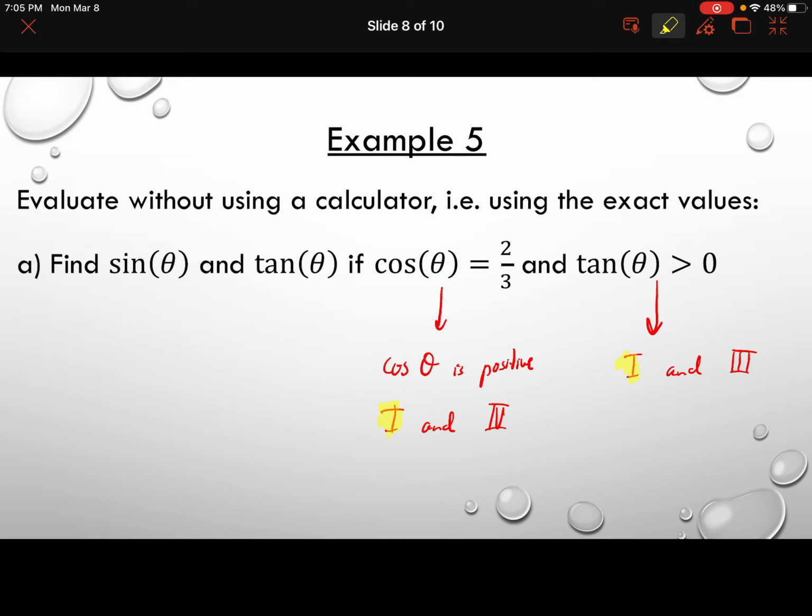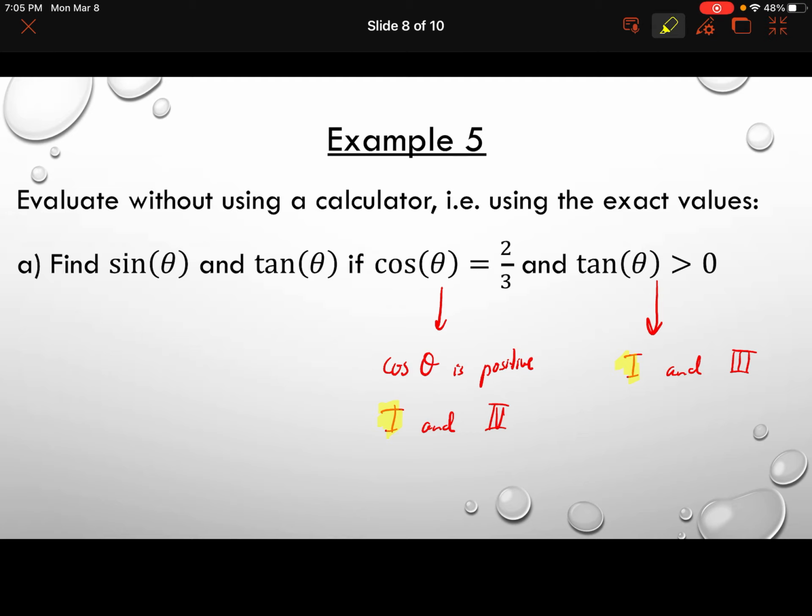That's the only place where both of these can be true at the same time. Quadrant 1 is the only place where cosine is positive and tangent is positive at the same time. In quadrant 4, cosine is positive, but tangent is not positive. And in quadrant 3, tangent is positive, but cosine is not positive. So you have to look at where both happen at the same time.